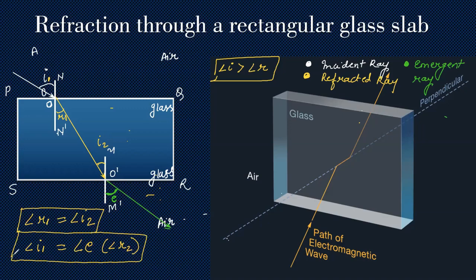glass slab. So if I have to name this particular ray, how will I do it?